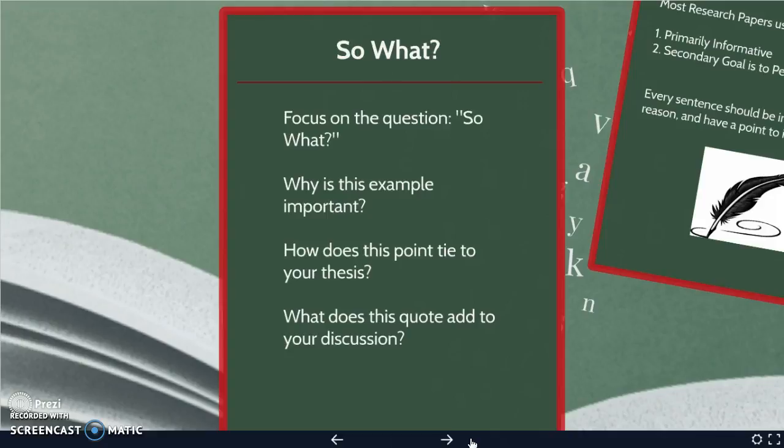So you might start asking yourself questions like, why is this example important? How does this point tie back to my thesis? What does this quote add to my discussion? If you ask these questions as you go, this will help to decide what order to include things in, as well as how you can tie them together. So we're going to be presenting quite a few things today that will help you to add more to your "so what" in your essay.